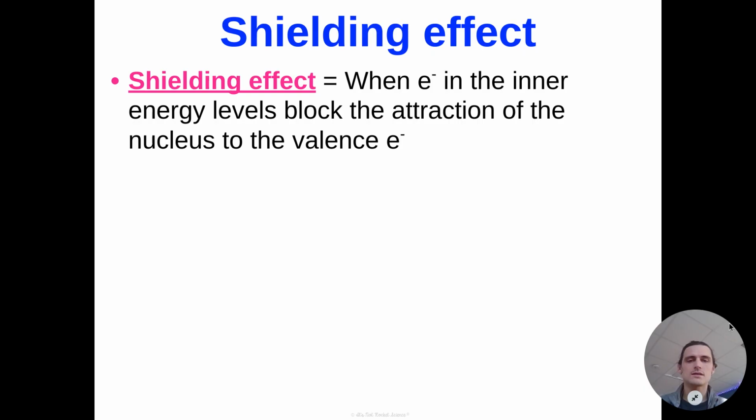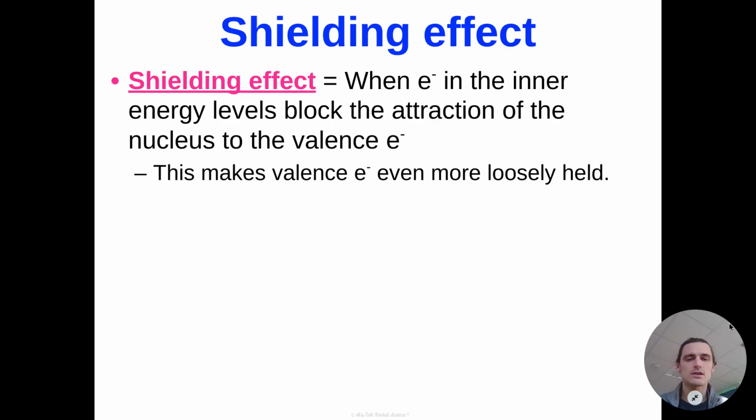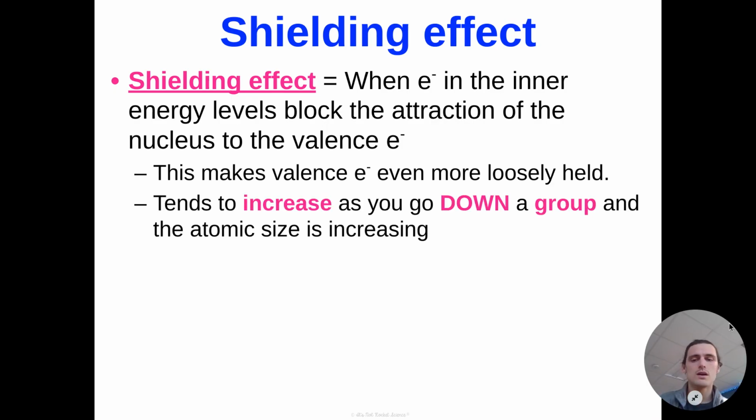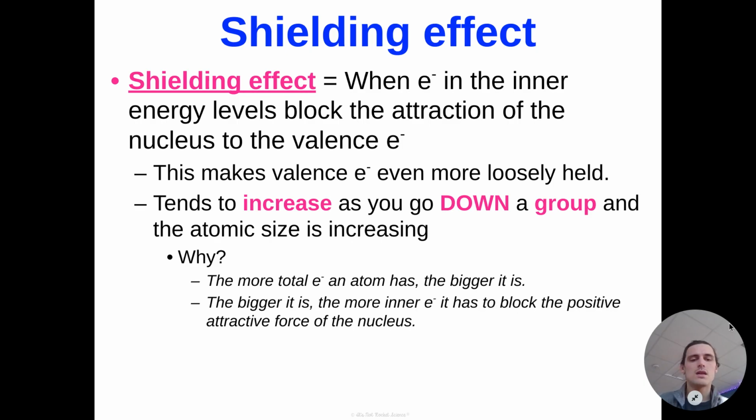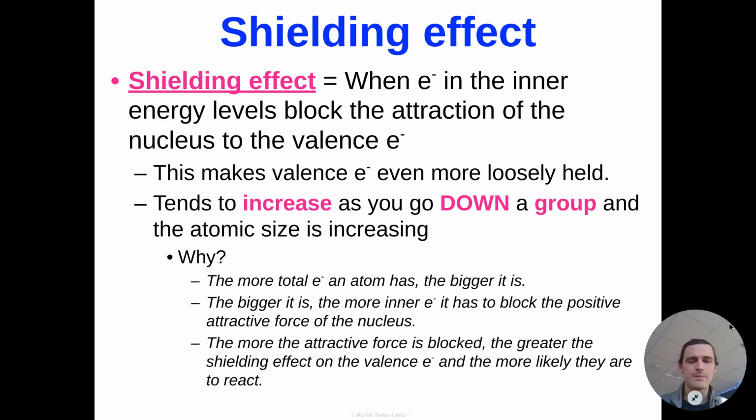And then the shielding effect, just so that you know what this is, we're on the back side now with reactivity. It's when electrons in the inner energy levels block the attraction of the nucleus to the valence electrons. That makes the valence electrons more loosely held, so they're not quite so tightly held. This increases as you go down a group and as the atomic size increases, because the bigger an atom is, the more the inside electrons block the attraction of that nucleus. The more the attractive force is blocked, the greater the shielding effect on the valence electrons, and they're more likely to react because it's easier for them to be taken away and maybe put into a bond.